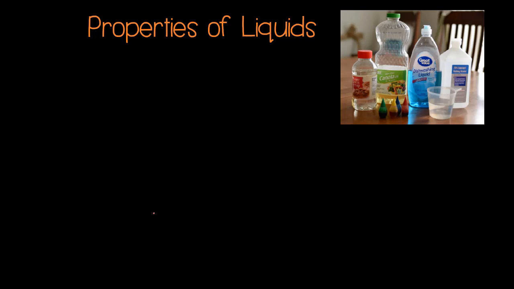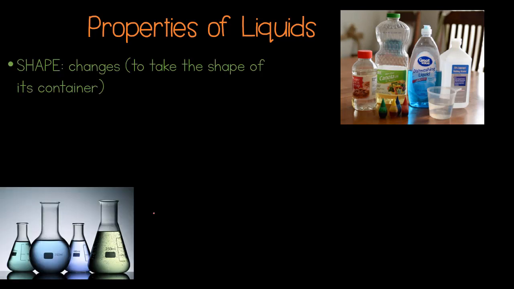Now let's take a look at the properties of liquids. The first property is shape. Now liquids will change their shape to match the container that they're in. So the liquid in this round container here is a round shaped piece of liquid, while the liquid in this flask takes on the more triangular shape of the flask.